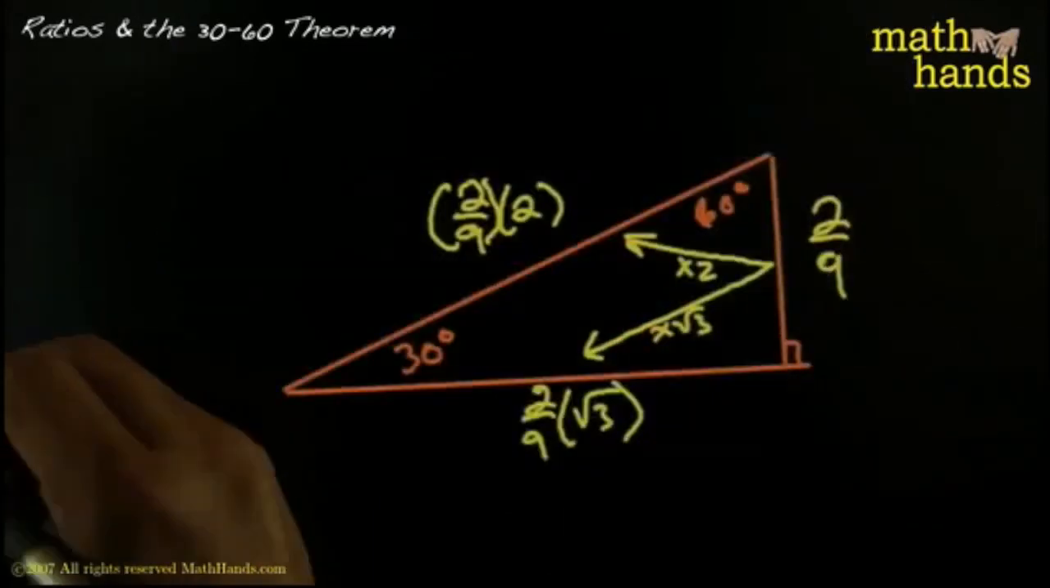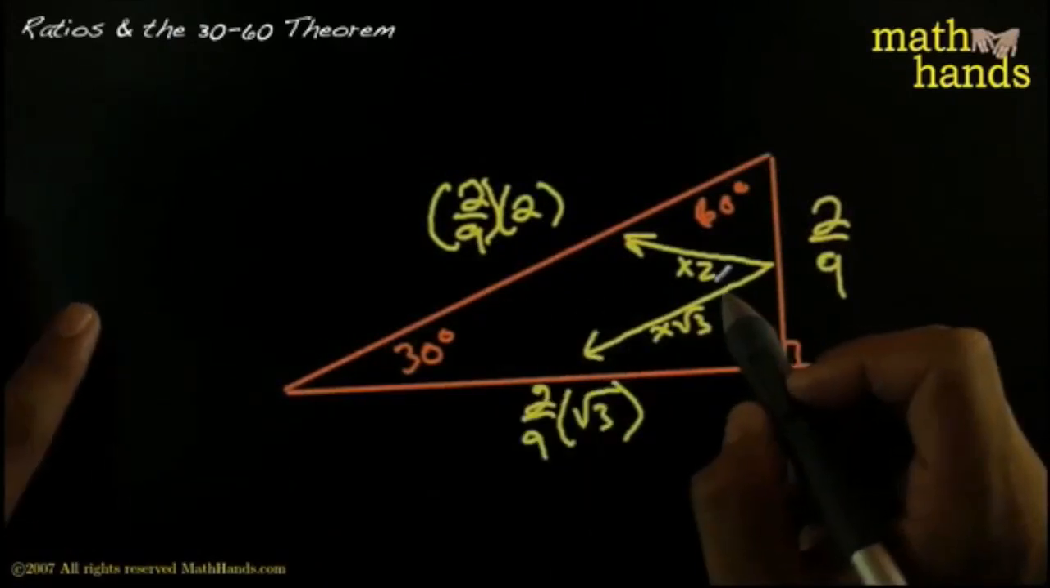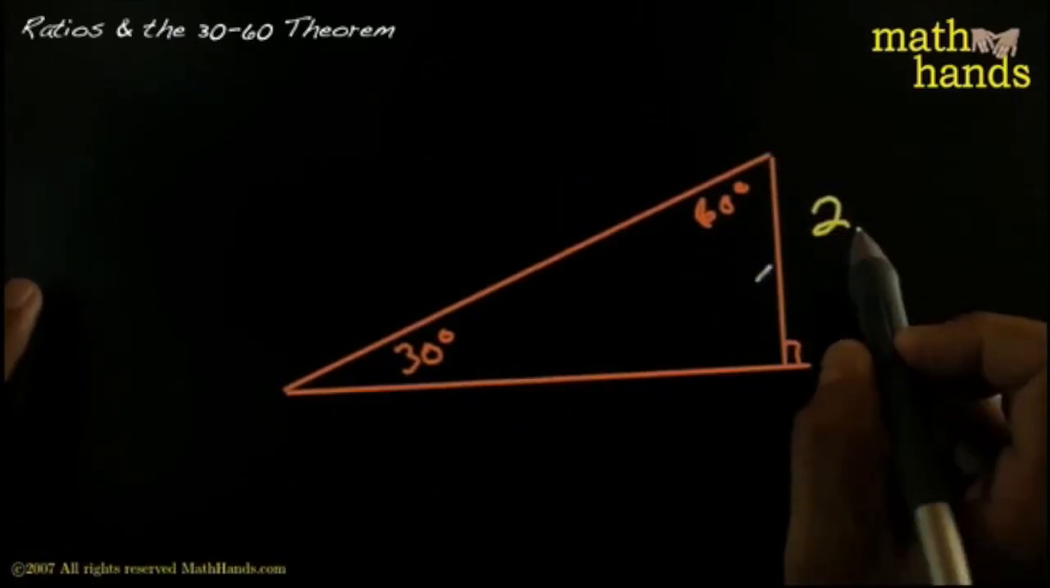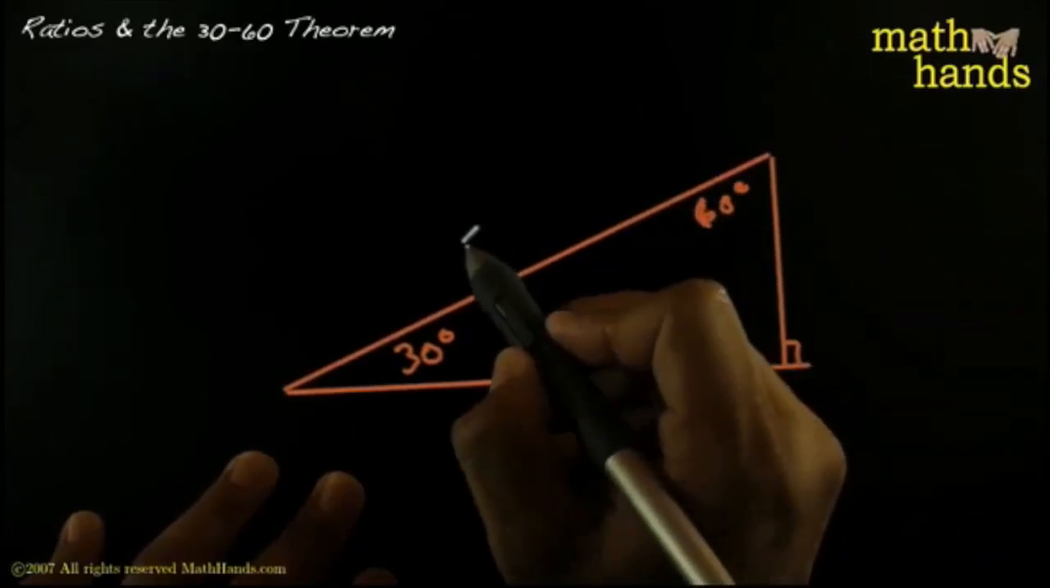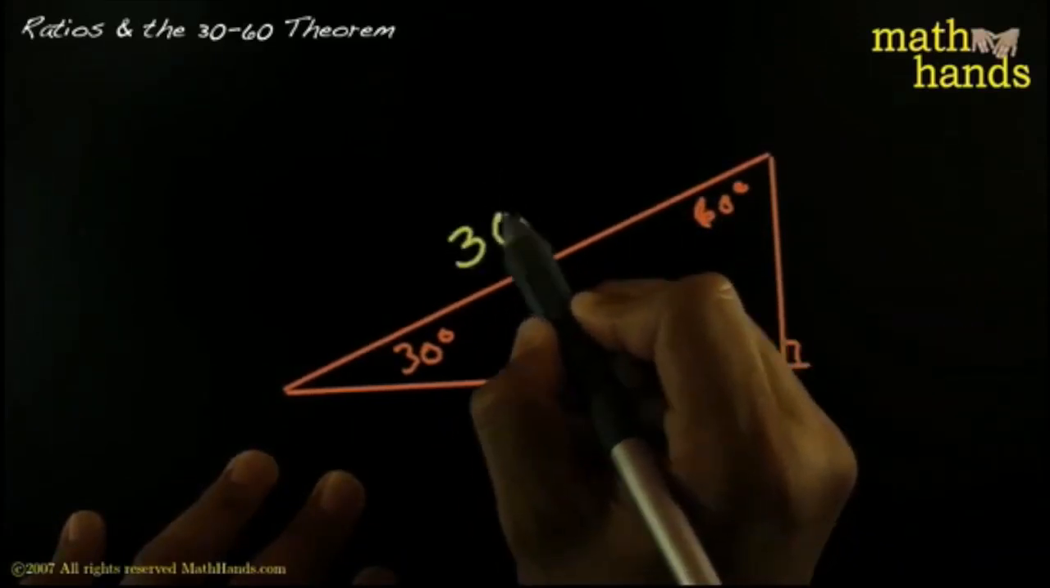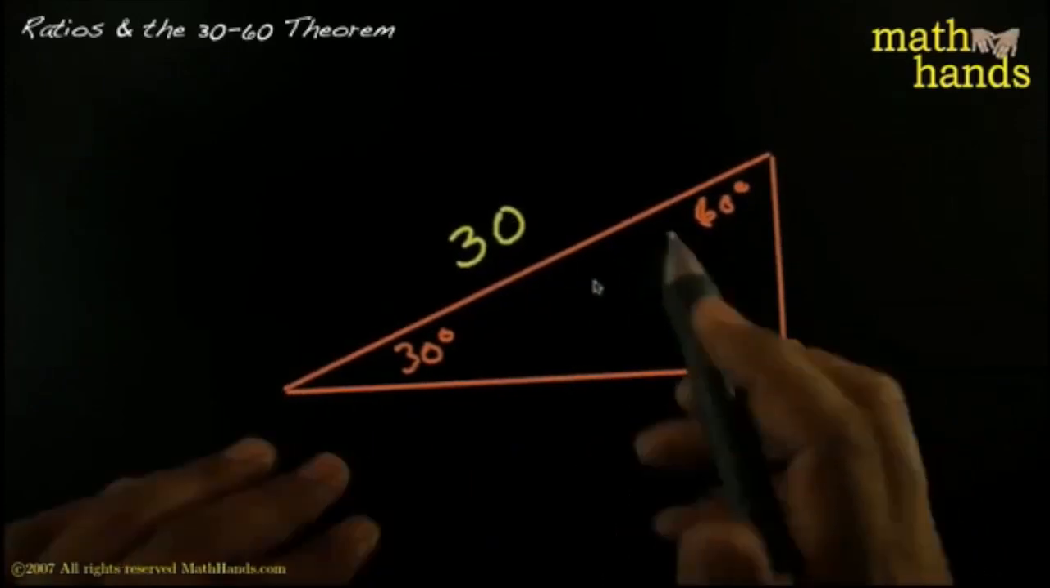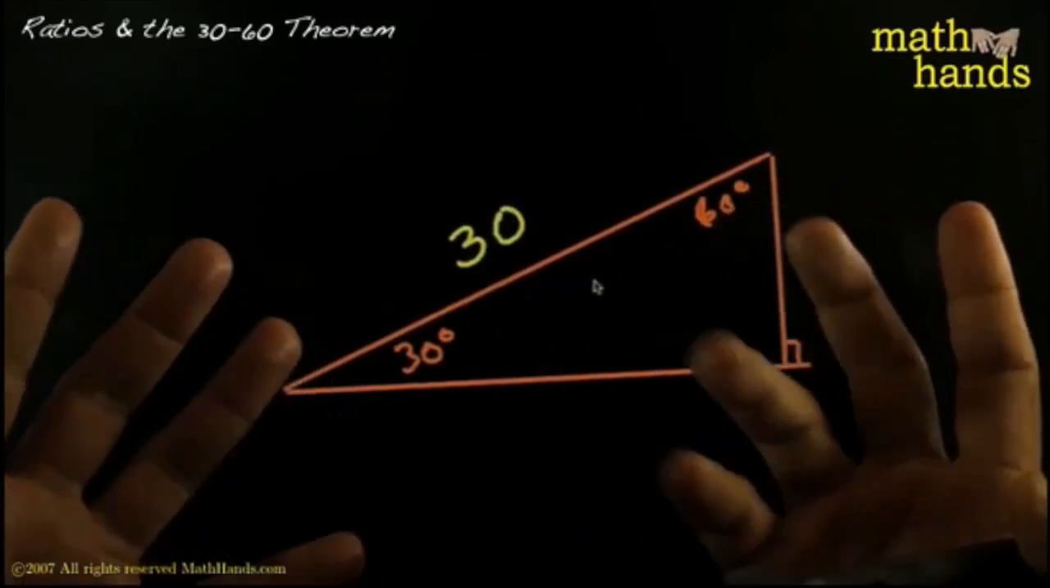Now let me switch it up a notch or two. What if you weren't given the small one? What if you were given, say, the hypotenuse? Suppose you're told that this one is 30 units long. Whoa. 1 side is given. How are you going to figure out the other 2? Well, it's easy.